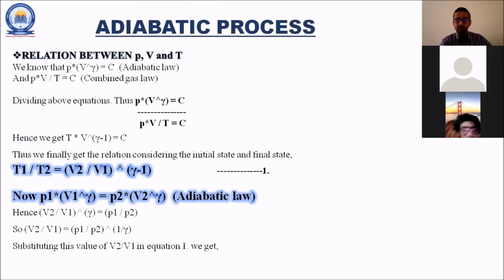So substituting this value of V2 by V1 in equation number 1, here I will be substituting that answer. So finally we are getting the relation, that is T1 by T2 is equal to P1 by P2 raised to gamma minus 1 divided by gamma. So this is the relationship between the pressure, volume and temperature. Remember friends, all these equations we are going to use for solving the numericals.